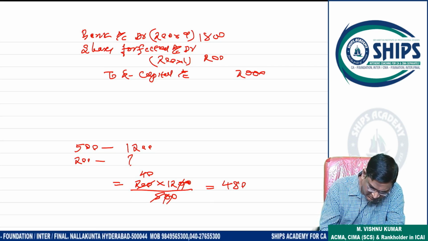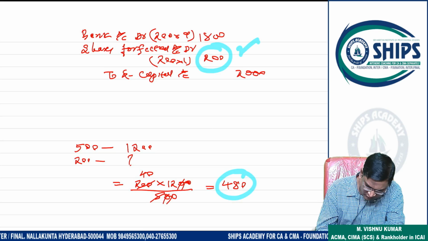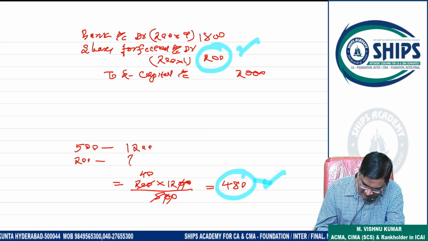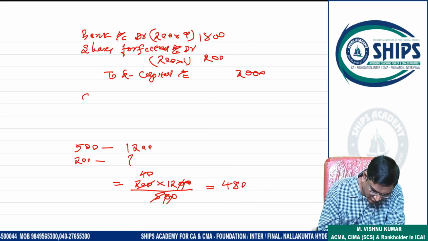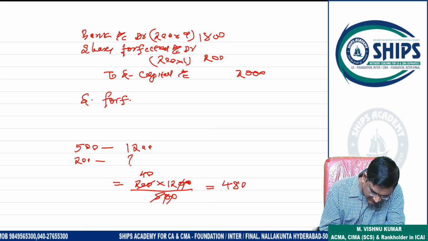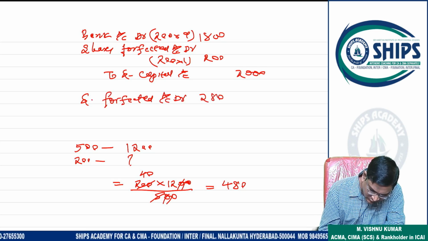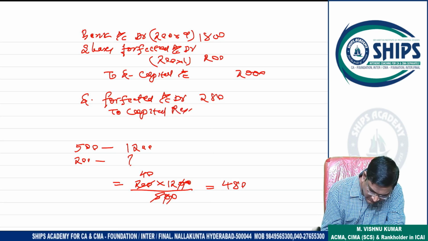This 480 and 200, we have to check the difference. This is also for forfeiture, and this is also for 200. The difference is how much? 280. So 280 will be your gain. So shares forfeited account debit 280 to capital reserve.